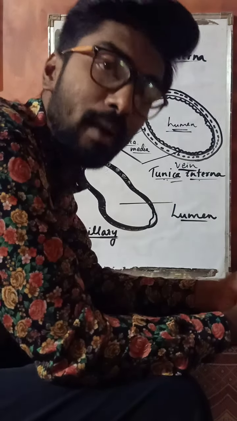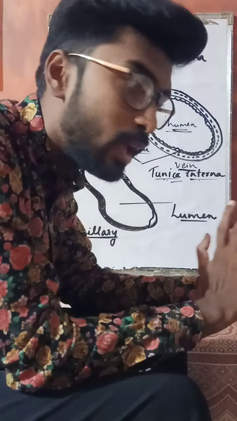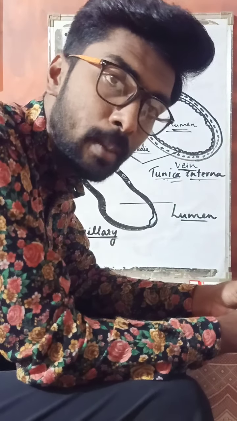That's what all about your blood vessels. Blood vessels are of three types: arteries, veins, and capillaries. And also we have studied what exactly is the pulse.